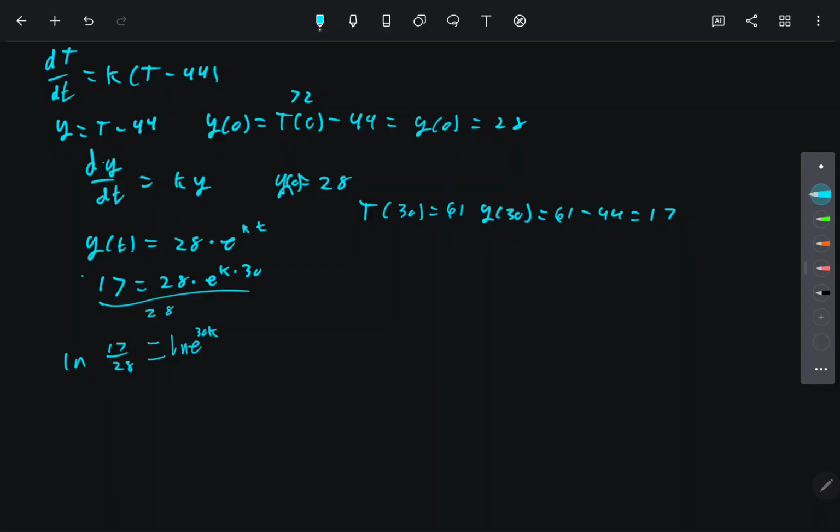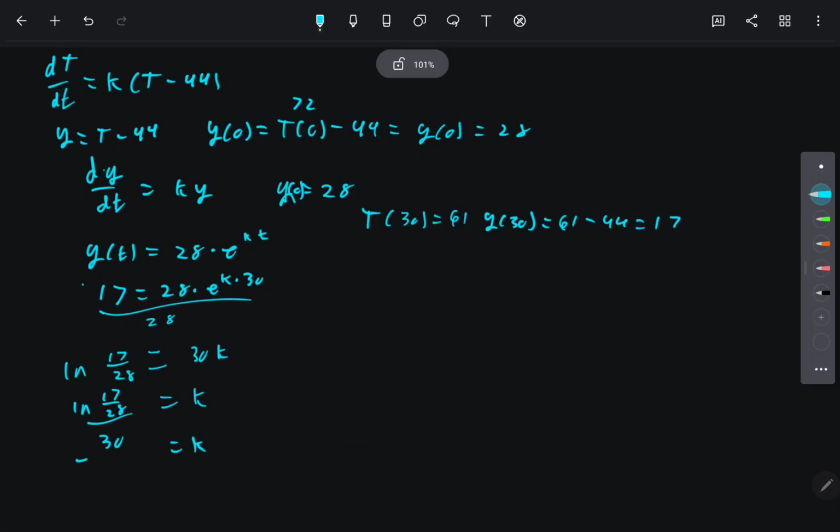So we get the natural log of 17 over 28 is really just equal to 30k. Now the final step is we have to divide both sides by 30. So we get the natural log of 17 over 28, all over 30, is equal to k. Punch this value into our calculator, and what we get is an answer of negative 0.016.